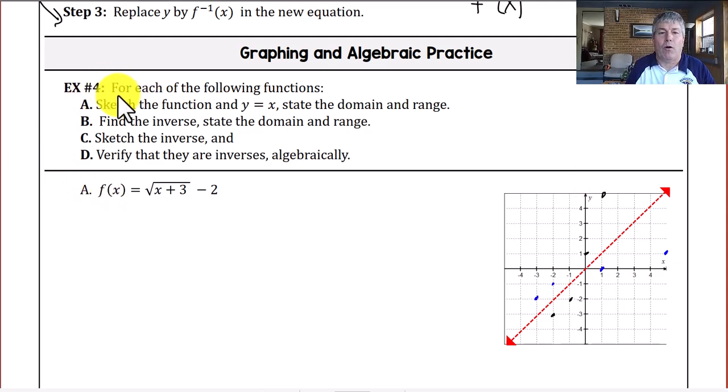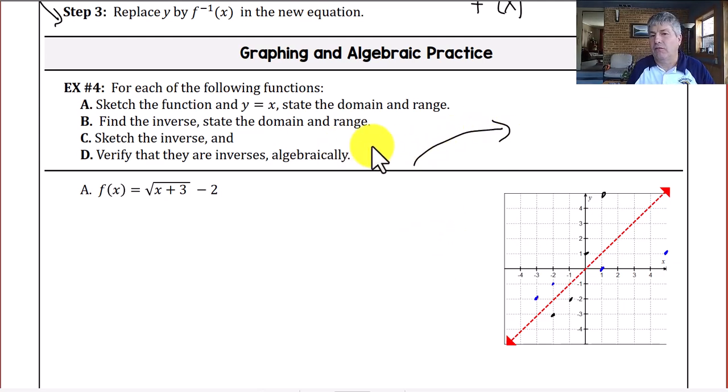So in example 4, for each of the following functions, sketch the function and y equals x, state the domain and range, find the inverse, state the domain and range, sketch the inverse, and verify that they are inverses algebraically. So let's take a look at what we've got here. Our first function, f of x, equals the square root of x plus 3 minus 2. So our original function here, our parent function, is a square root function, which just looks like that.